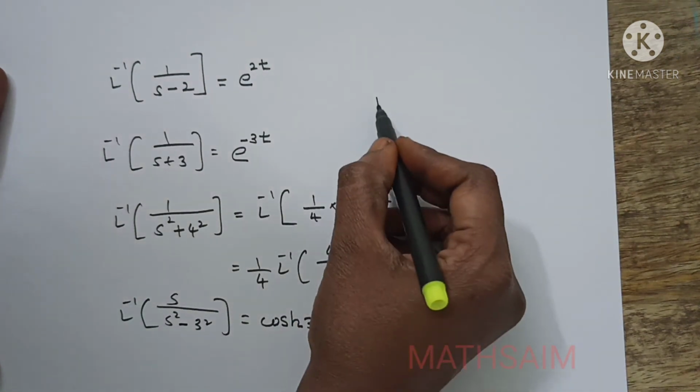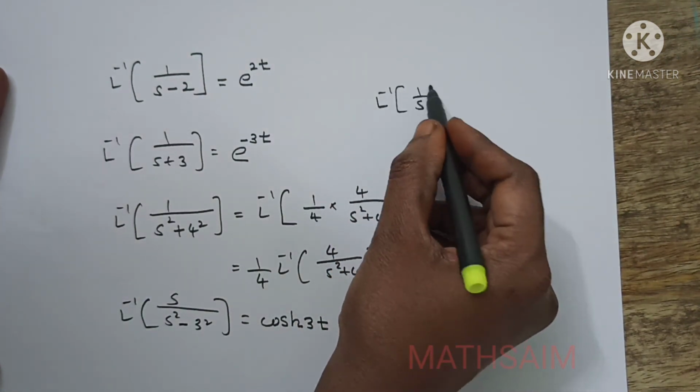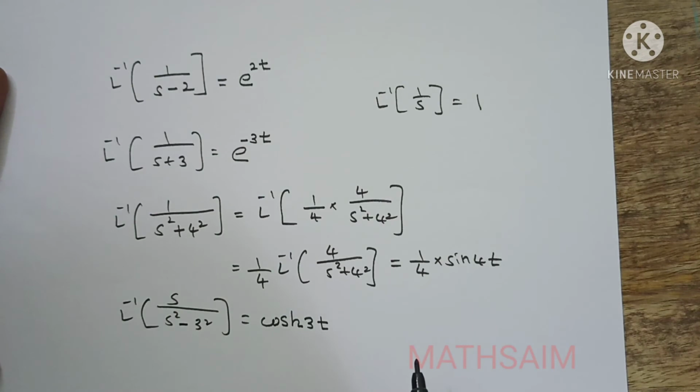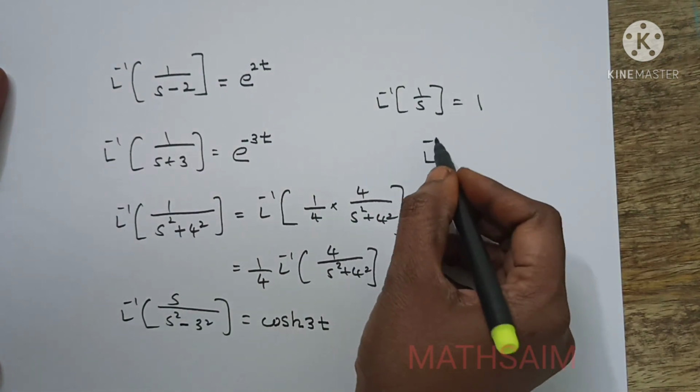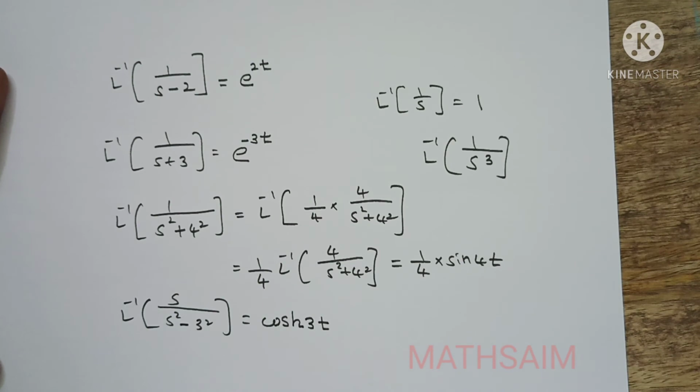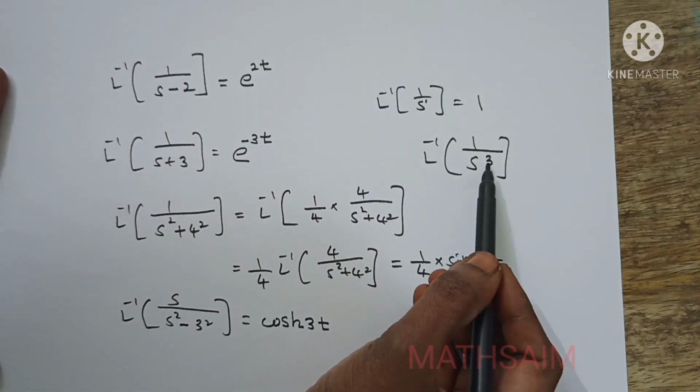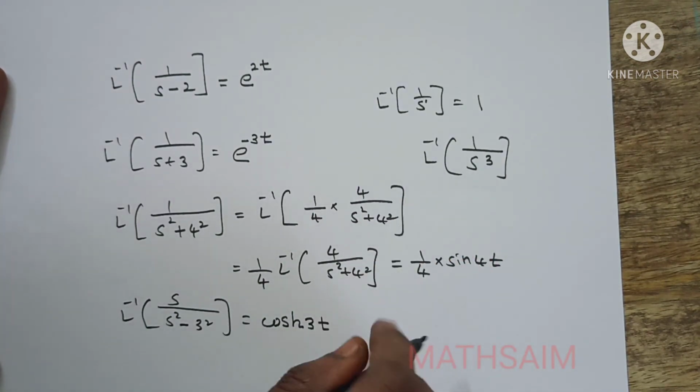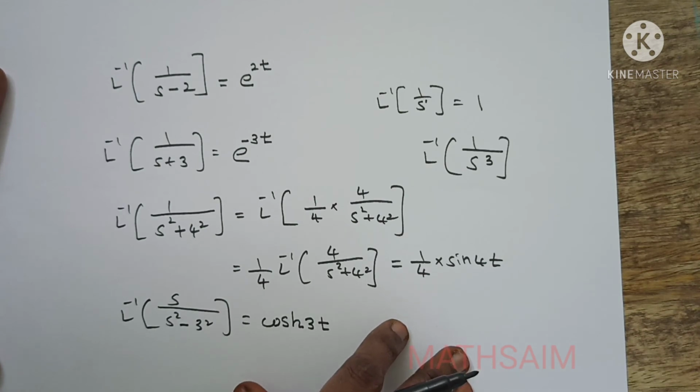And then suppose if you are having this one, L inverse of 1 by s will be what? Just 1, that's all. And then suppose instead of having 1 by s, if you are having L inverse of 1 by s cube. You see what is going to happen here? If you are having a power greater than 1, definitely it should be the Laplace transformation of an algebraic function, that is t power n only will come there.